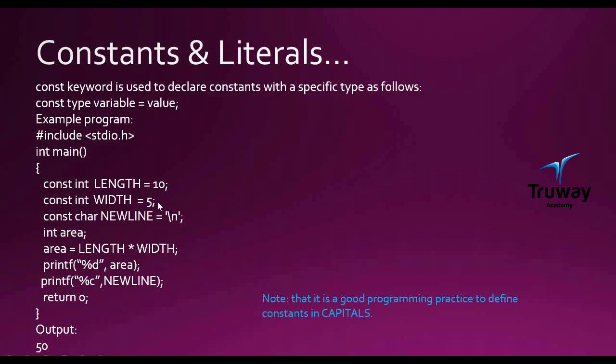const int width, which is containing the value 5, the same as new line. It was a character, so I mentioned char as the type here. Just like in the last program, I'm multiplying the values and storing in area, displaying it as well as the new line here, and I get the output. Just like the last program, the difference is only that I'm using the const keyword to create the constant here.